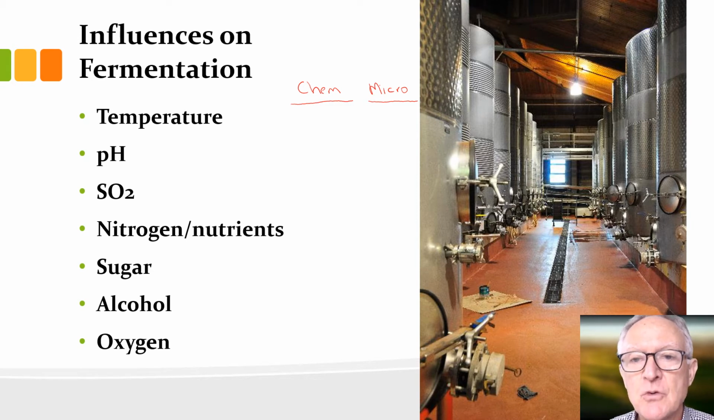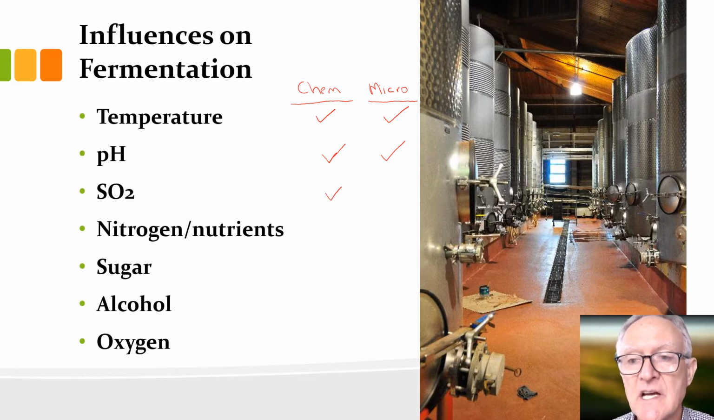If you go through this list of influences on fermentation, temperature affects both chemistry and microbiology, primarily microbiology, because as temperatures increase, all reactions tend to go faster, including the biochemical reactions of the microbes. So chemistry and microbiology are both affected by temperature. pH affects both chemistry and microbiology. pH affects the chemistry of the wine itself, and it affects the fermentation rate of those microbes.